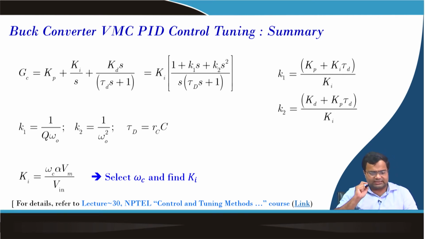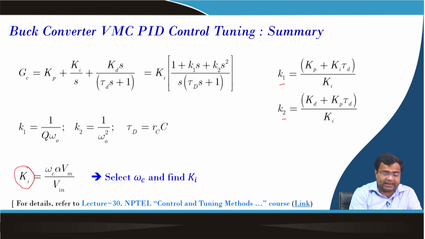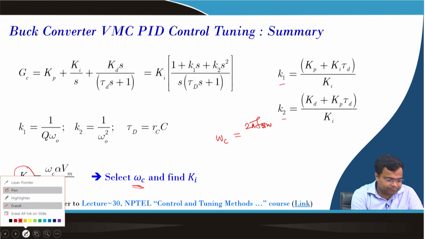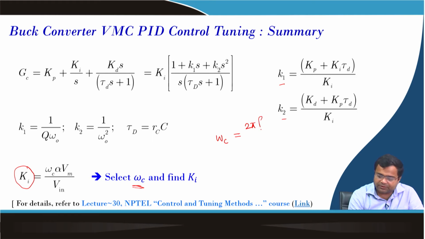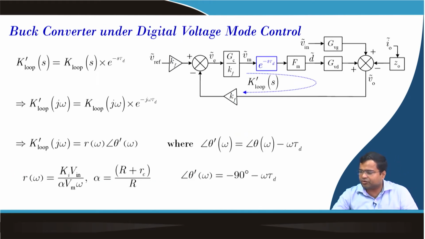We have discussed in lecture 30 also how to design a digital voltage PID controller using stable pole zero cancellation, and we are not going to repeat it again. But if you find K1, K2 for stable pole zero cancellation, the Ki, the continuous time integral gain, will come from the crossover frequency, and typically for voltage mode we choose 2 pi FSW by 10 as our typical crossover frequency.